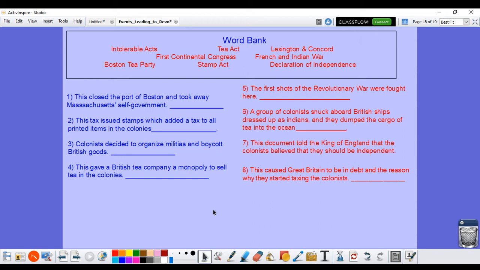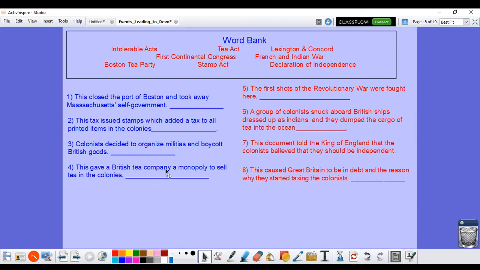Let's see. The tax issued stamps, which added a tax to all printed items. I see a key word in here is stamps. Pause your video and see if you know what goes in there. All right, if you said the Stamp Act, you would be correct. All right, colonists decided to organize militias and boycott British goods. Yeah, it was the First Continental Congress.